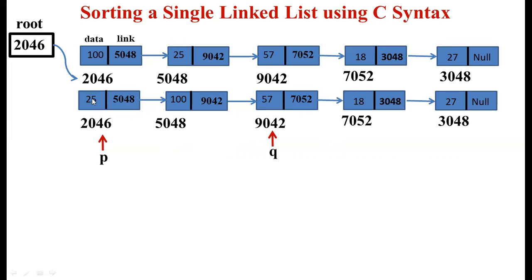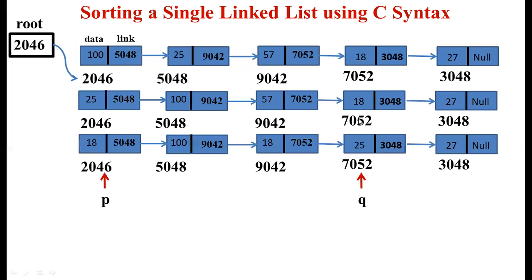Now this first node data, that is 25, is compared. Is 25 greater than 57? No. So no swapping is required. So we move the pointer to this location. Now P data 25 is compared with Q data. Is 25 greater than 18? Yes, the condition is true. So we need to do swapping. Once after swapping, 18 will come here and 25 will be pointing here.